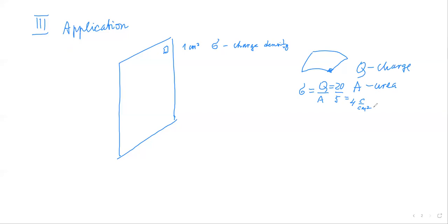Now, we use this sigma, and in this tutorial, we're going to label it sigma 0. Sigma 0, just sigma or sigma 0. And we put a plus here to show that the positive charge density is spread around.